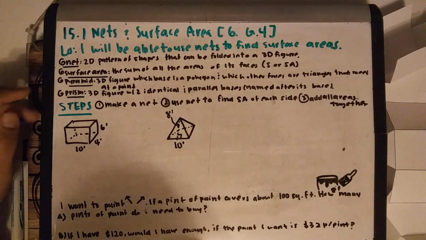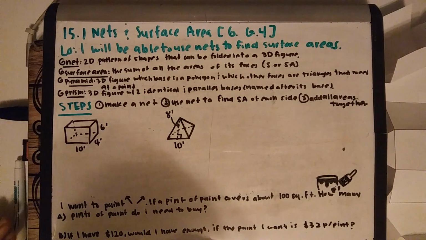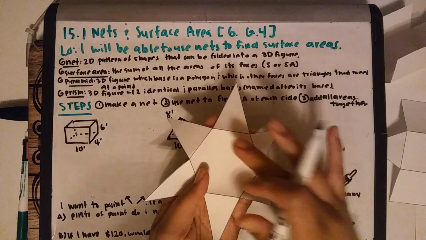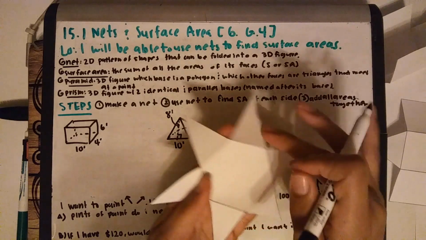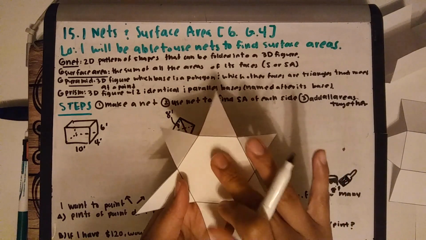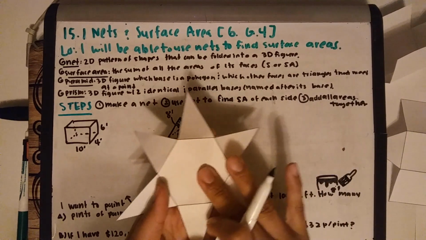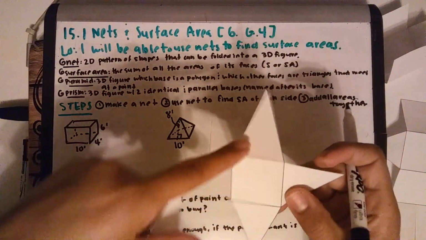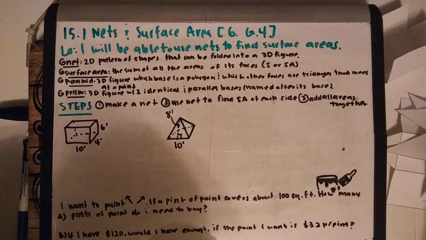A pyramid is any 3D figure whose base is a polygon, and all the other faces are triangles. So in this case we have a hexagonal pyramid. All of the faces are triangles except the base, which gives the name of the pyramid. This is a square pyramid because the base is a square and all the other sides are triangles.